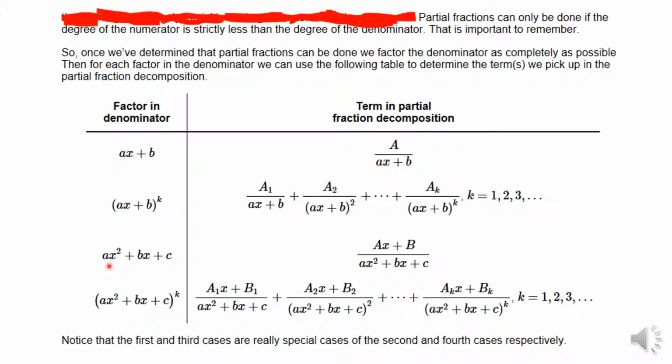If it is an irreducible quadratic form, meaning it cannot be factored, then you get a term that looks like this. Notice that this is ax plus b. And if that's raised to the k power, you get k terms exactly like that. Examples will help make this much clearer.